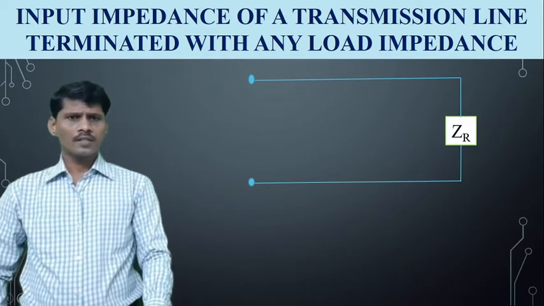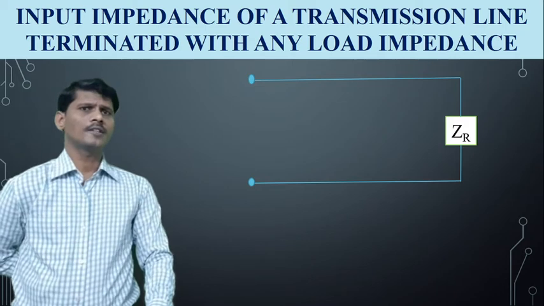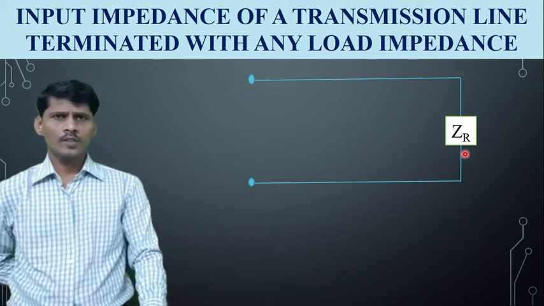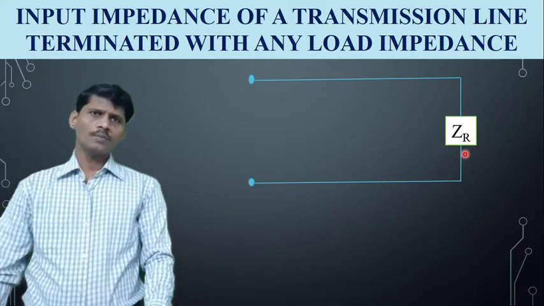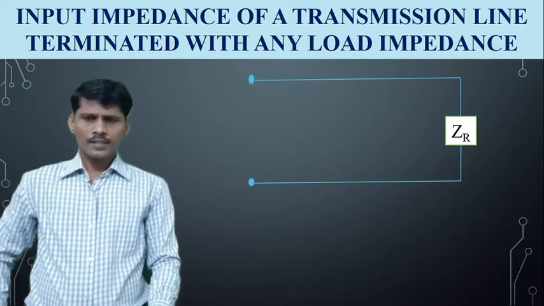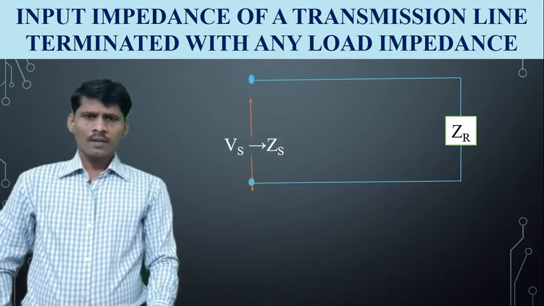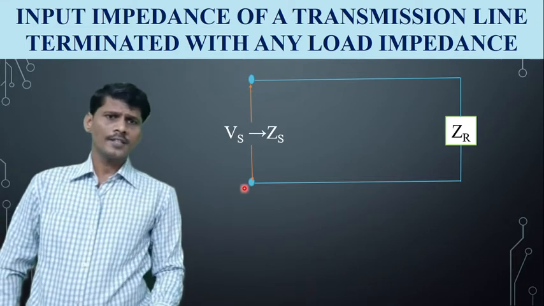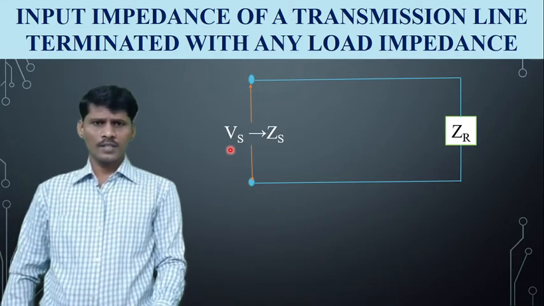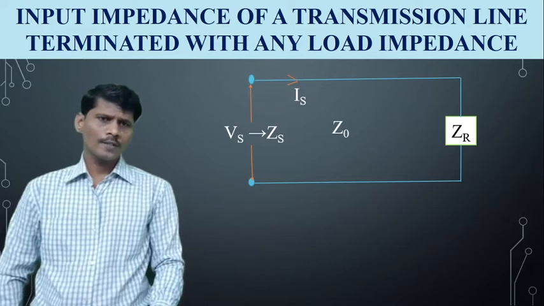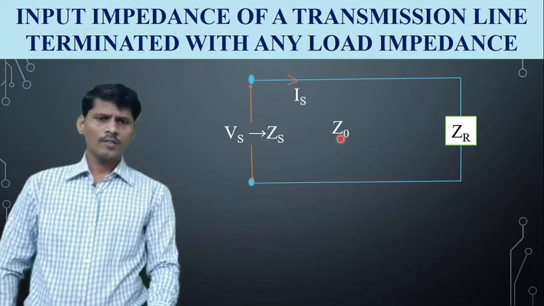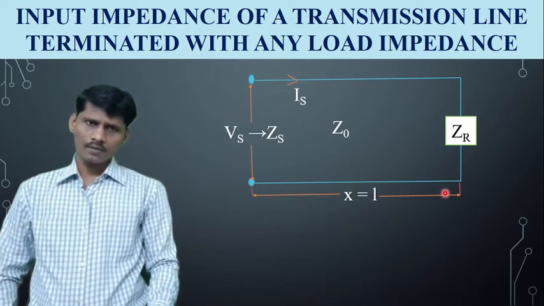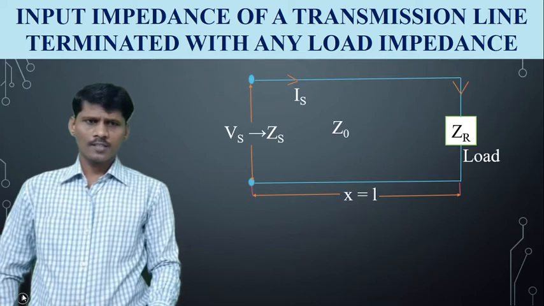Now consider the transmission line. The length of the transmission line is L, and the end of the transmission line is terminated with load impedance ZR. Load impedance ZR is not equal to the characteristic impedance. The input voltage applied at the sending end terminals is Vs, and the current flowing through the transmission line is Is. Z0 is the characteristic impedance, and L is the length of the transmission line.